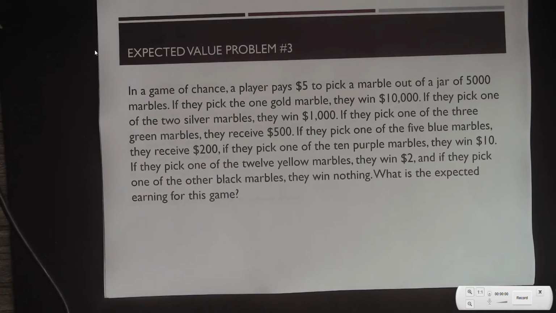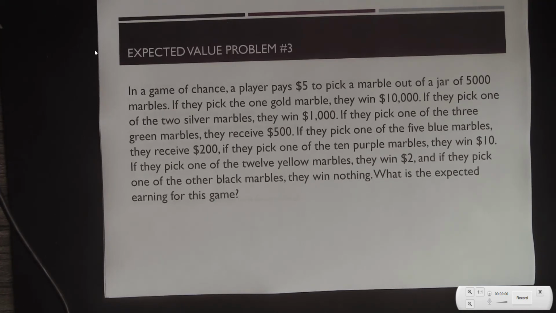In a game of chance, a player pays $5 to pick a marble out of a jar of 5,000 marbles. If they pick the one gold marble, they win $10,000. If they pick one of the 2 silver marbles, they win $1,000. If they pick one of the 3 green marbles, they receive $500. If they pick one of the 5 blue marbles, they receive $200. If they pick one of the 10 purple marbles, they win $10. If they pick one of the 12 yellow marbles, they win $2. And if they pick one of the black marbles, they win nothing. So, what is the expected earnings in this?